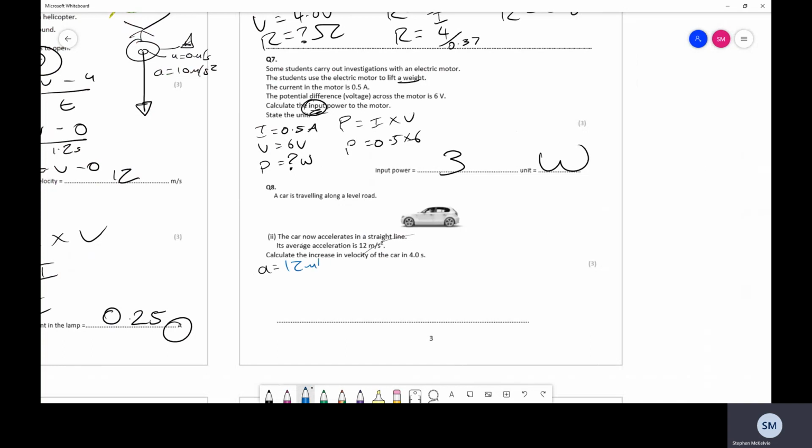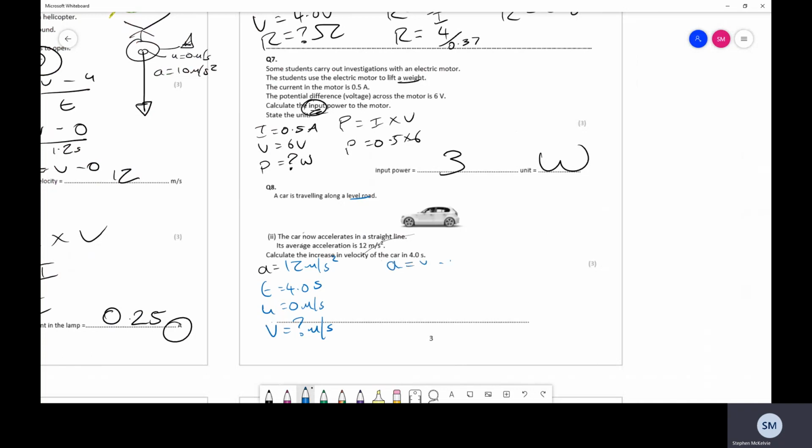Acceleration is 12 meters per second squared. Calculate the increase of the car's velocity in 4 seconds. Time is equal to 4.0 seconds. It doesn't give me a start speed, so I'm going to assume that the start speed was 0 meters per second, because again, something will have been cut off from this question. And it's asking me to find the final velocity of the car in meters per second.